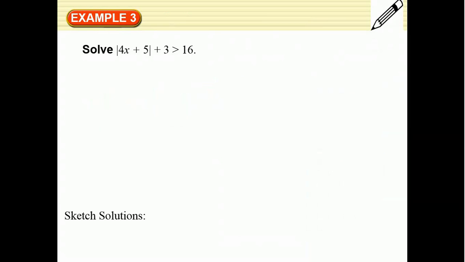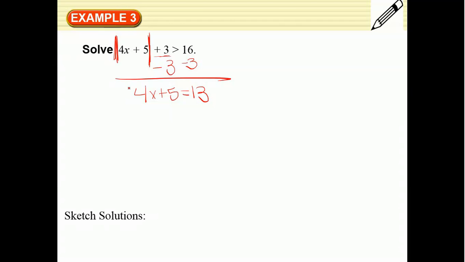So let's keep that in mind and let's do this problem here. So I got 4x plus 5 in the absolute value bars plus 3 is greater than 16. Alright, so very first thing I notice, I have this plus 3 on the outside of the absolute value, don't I? What you're always going to want to make sure you do is kick this out. Get rid of it. You can't have anything with the absolute value bars. It has to be alone. So let's subtract that 3 first. So I'll get the absolute value of 4x plus 5 is greater than 13.